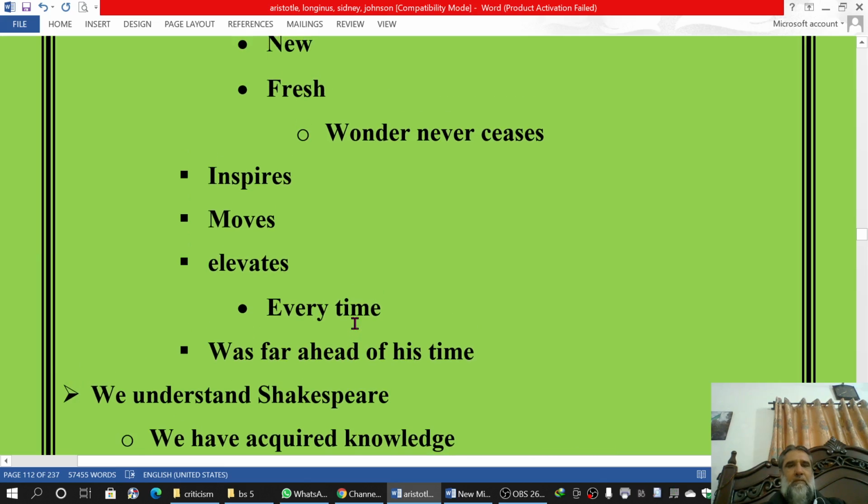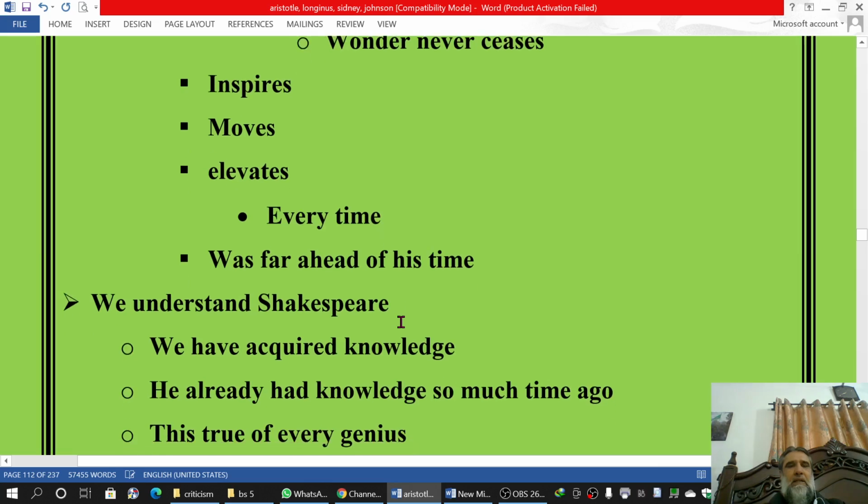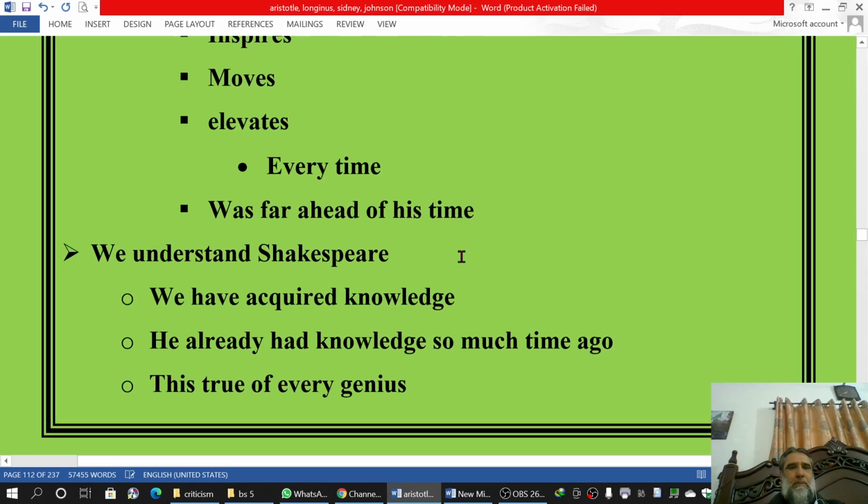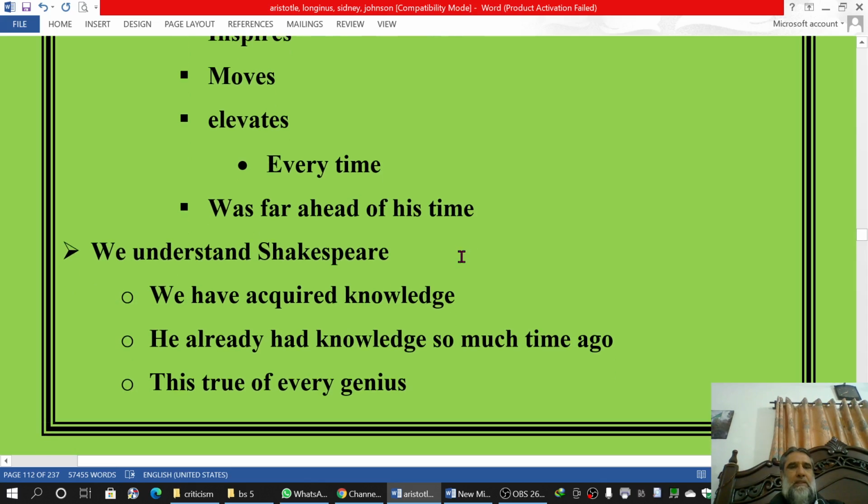Whenever we read him, his dramas inspire us, his dramas elevate us every time, and his dramas move us every time, and he was ahead of his time. We have understood Shakespeare nowadays, but you can see that centuries have passed, and after centuries we have acquired knowledge, and now we are able to understand him. So this means that he was centuries ahead of us.